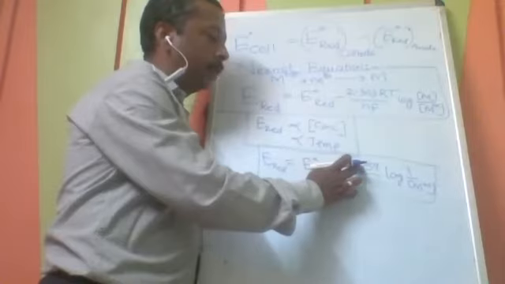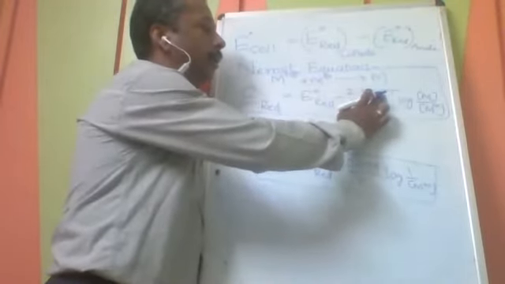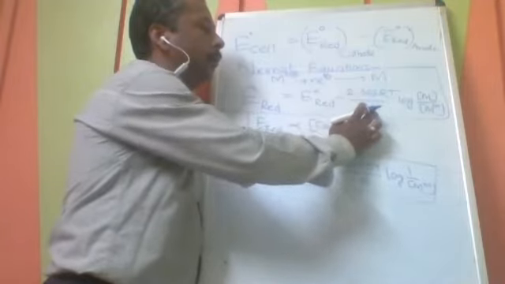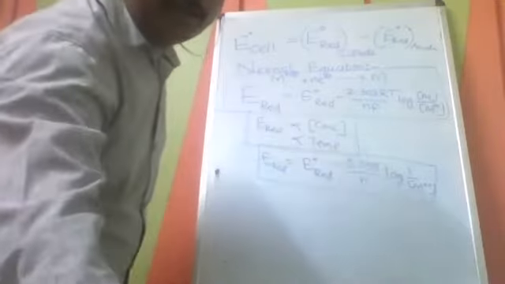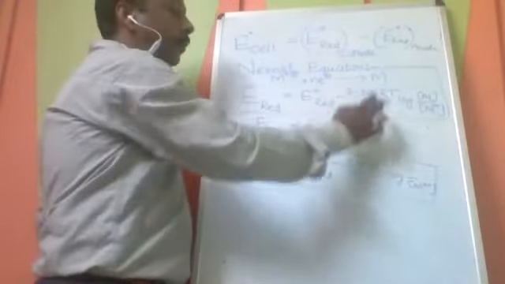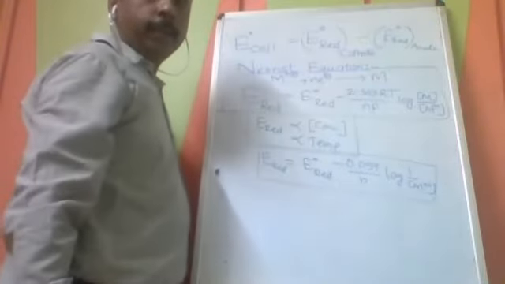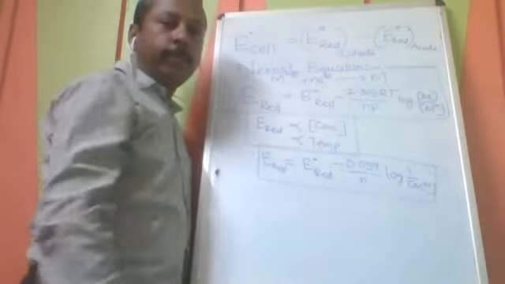In that condition only you will take it as E cell equals E naught cell, E naught reduction potential minus 0.059. It is just 298, with 8.314 and 96500 substituted and simplified. How did we get this? Just by substituting these values and simplifying. This is nothing new, it is just the old formula, the simplified formula.